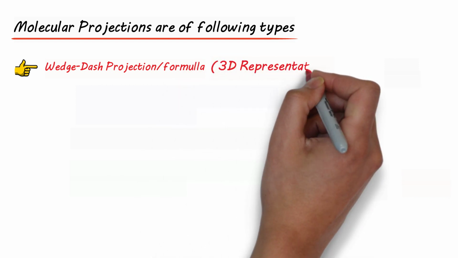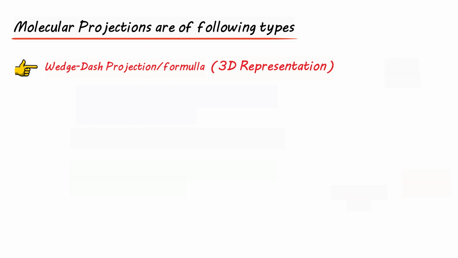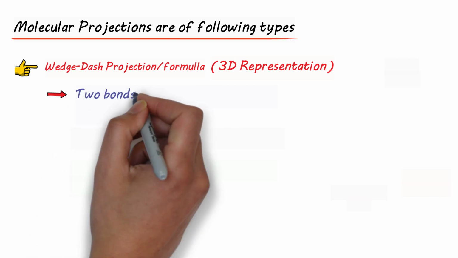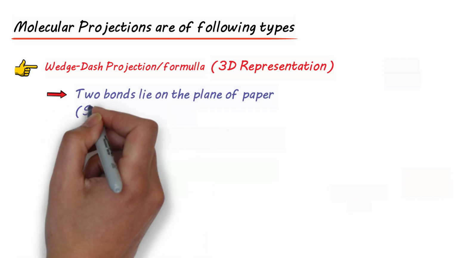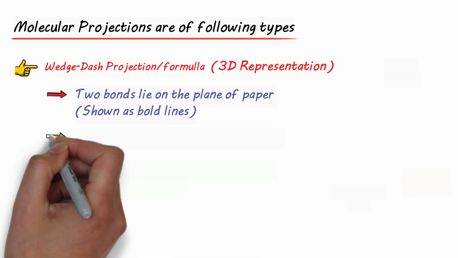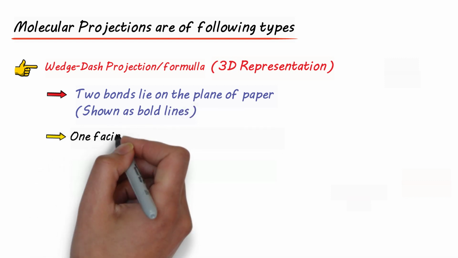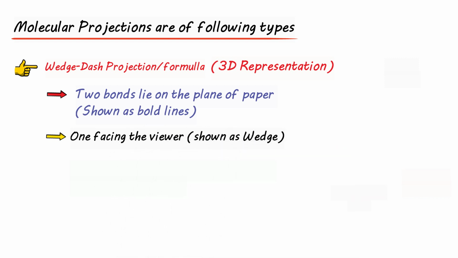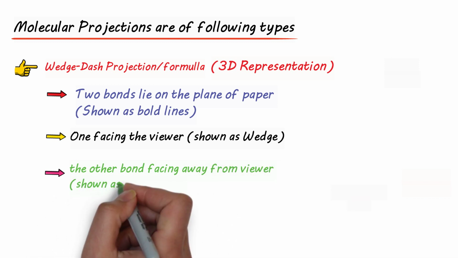In this representation or in this projection, a tetrahedral carbon atom or any atom has got 4 bonds. Among them, 2 bonds lie in the plane of paper, which are shown as bold lines. One bond is facing the viewer, that is shown by wedge, while the other bond is away from the viewer, that is shown as a dotted line.